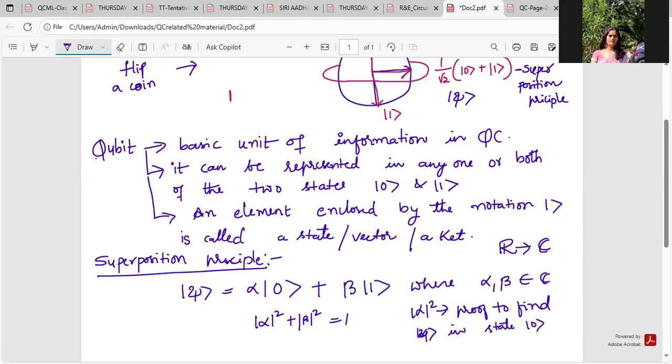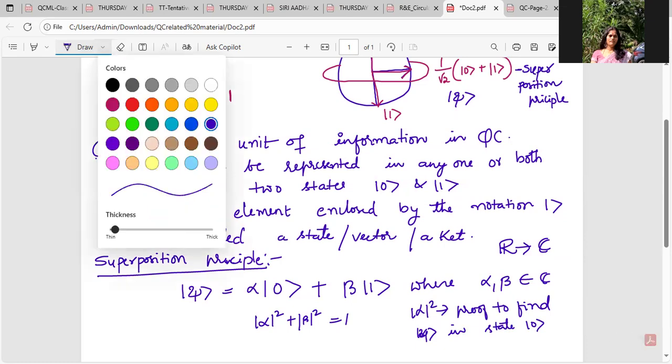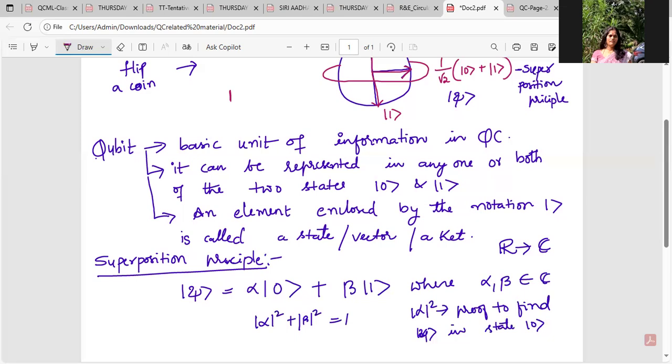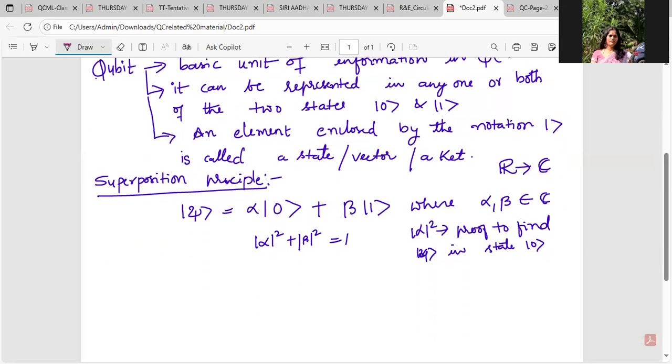Of course, I think I should make a mention of what ket 0 and ket 1 are also. Ket 0 is nothing but the vector 1, 0. Ket 1 is the vector 0, 1. The column vector. Of course, you can see in the 2D plane what it represents and all that.